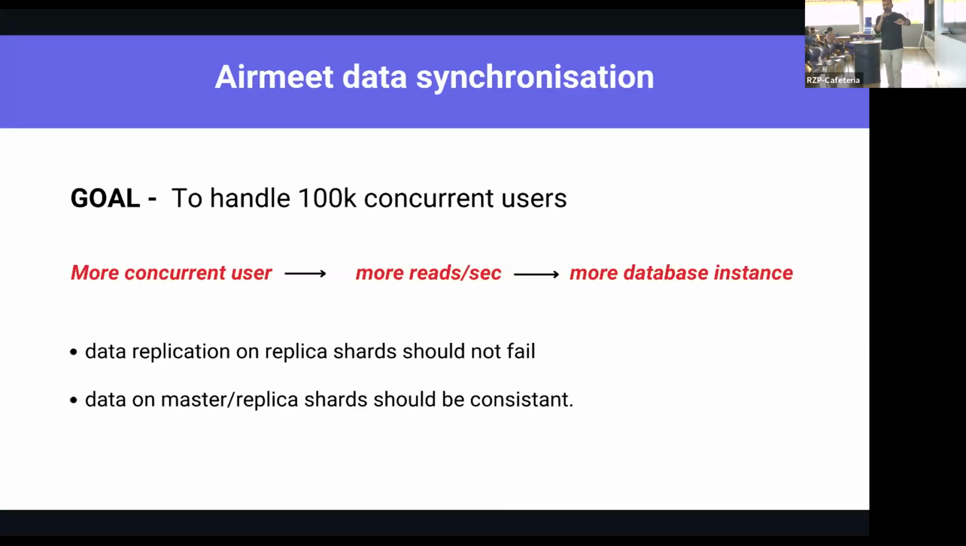So I have to make sure I have multiple replications. More concurrent users, more reads per second, more database instances I would require, right? I have to make sure that whatever updates I am doing as a speaker, host, or organizer reach the viewers as well. And whatever the attendees are doing should come to the organizer or the host as well. So the replication has to be in such a way that the data is consistent.